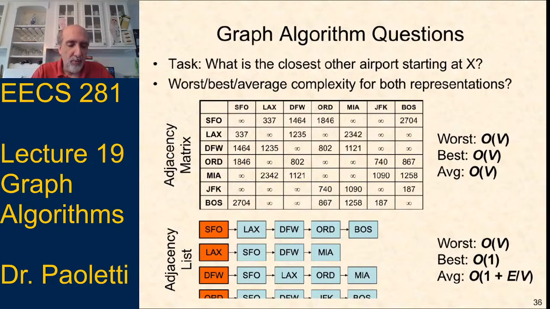On average, it would be the same as before, about O of 1 plus E over V. I always have to traverse the whole linked list. But in the best case, the linked list is size 1 or 0. Worst case, it's size V. Average case, we've got that distribution, E divided by V. The average linked list is about E divided by V in length.